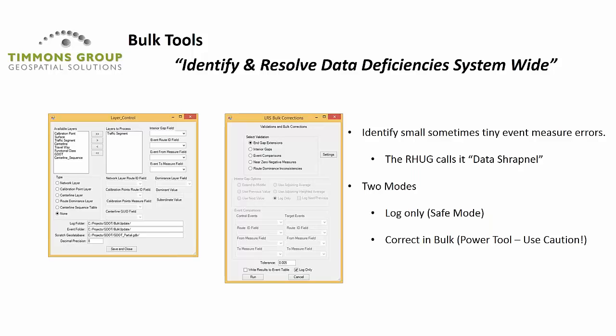Or we actually have a correct in bulk mode. This is really a power tool type mode, so please use caution if you decide to fix your errors in bulk, but we understand that might be necessary, so we want to be able to provide that capability. So I'm going to turn it over to Tim. He's going to give a detailed demonstration of what this looks like, and we're actually going to walk through some of the data errors and show you can visualize them a little bit better.